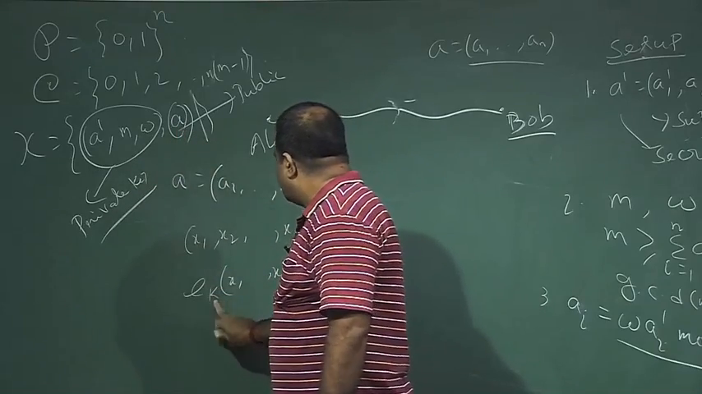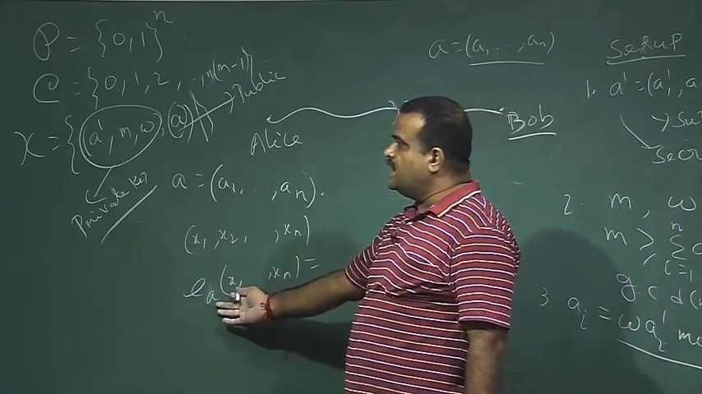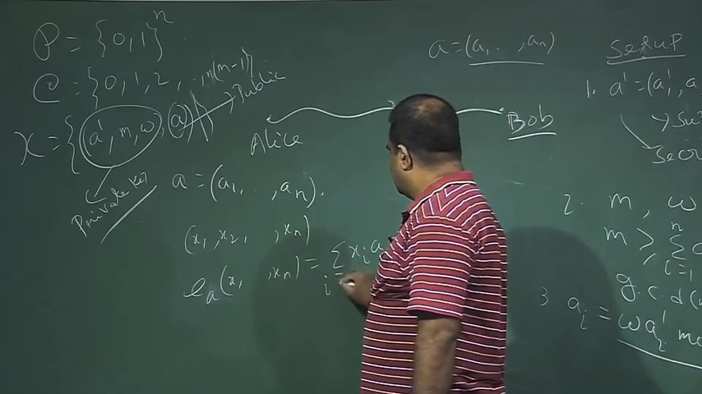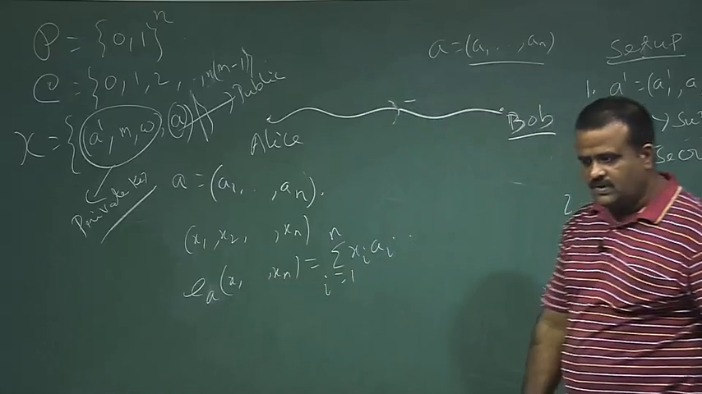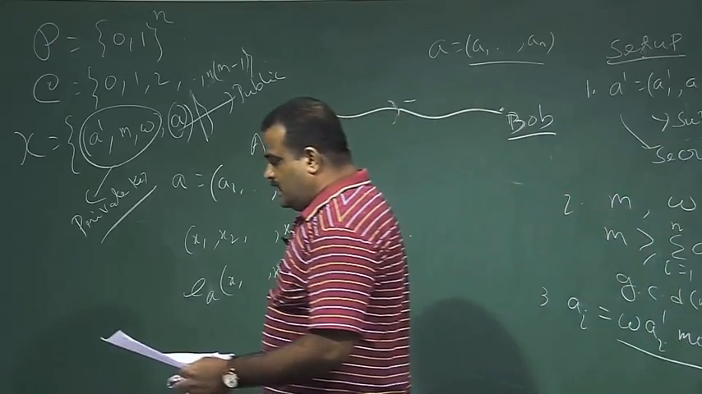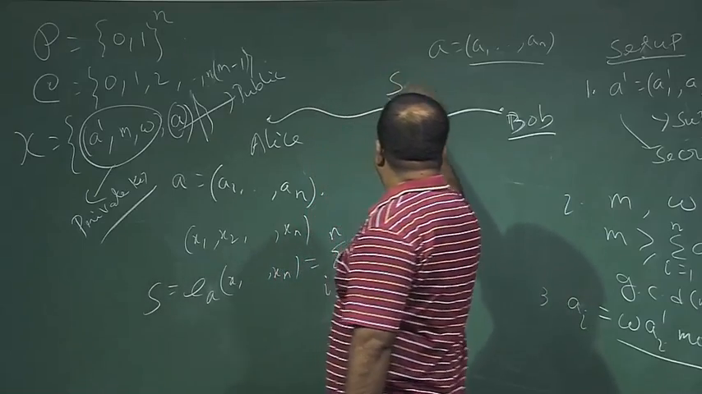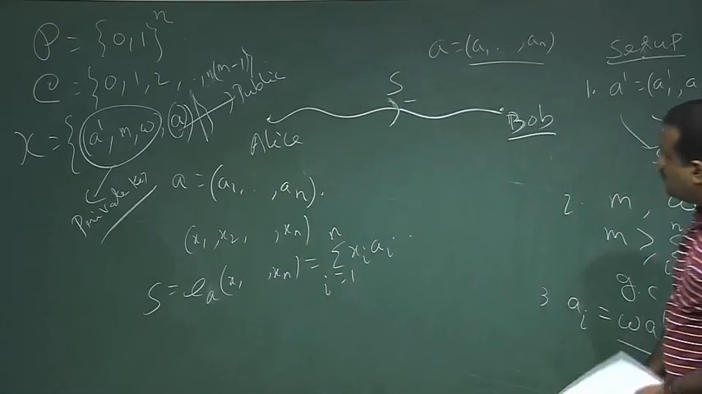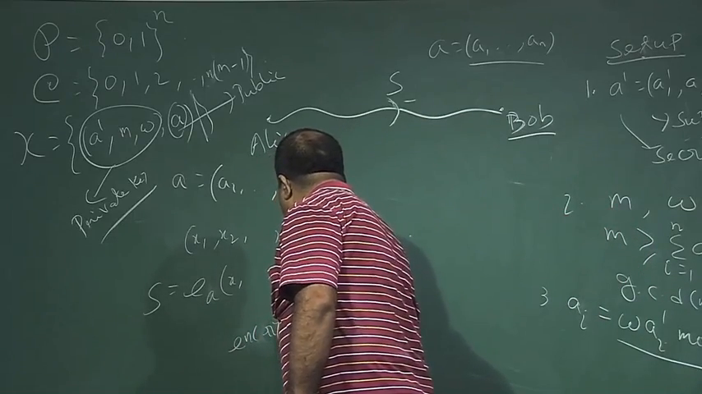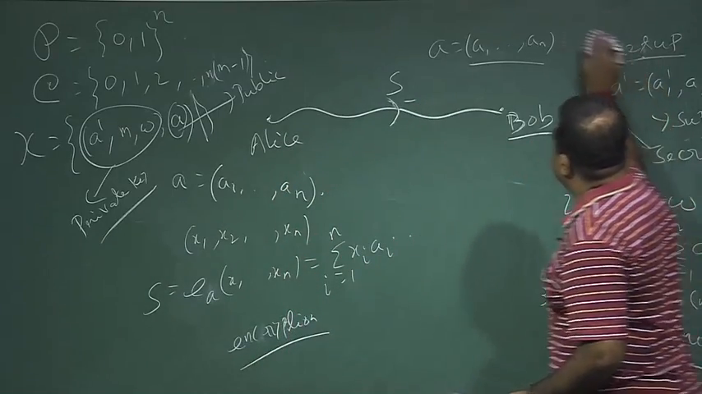So this is the K. K is the public key, we can say A. A is the public key of Bob. Using the public key of Bob, Alice is just doing the summation of ai xi, i equal to 1 to n. So this is the encryption, and this is our S, the ciphertext Alice is sending to Bob.